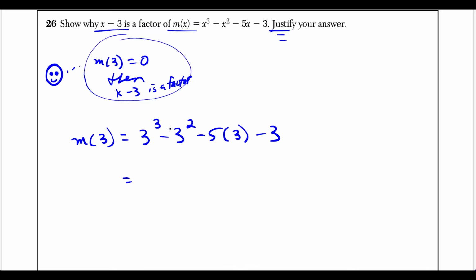And when we work this out, we could punch this in the calculator, but this arithmetic isn't so bad. So we have 27, that's 3 to the 3rd, minus 9, minus 15, minus 3. And if you work this out, 27 minus 9 is going to give you 18. 18 minus 15 is 3, and 3 minus 3 is definitely 0. So this tells us that this x minus 3 is a factor of m of x.